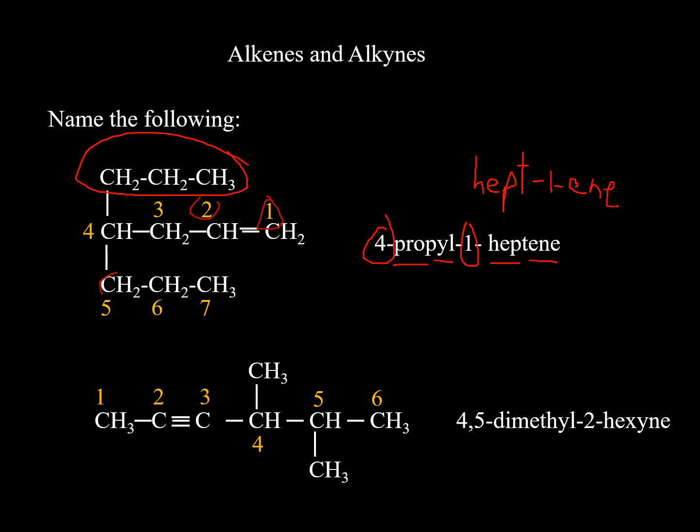The next one, find the longest chain that has the triple bond. In this case, there's a triple bond that lives here. We have 6 as our longest chain, so we say hex. There's a triple bond, yne. Where does that triple bond live? It lives on carbon 2, the lower number. We have two branches on carbon 4 and carbon 5, so we say 4,5-di, and each branch is made up of one carbon, so we say 4,5-dimethyl-2-hexyne.